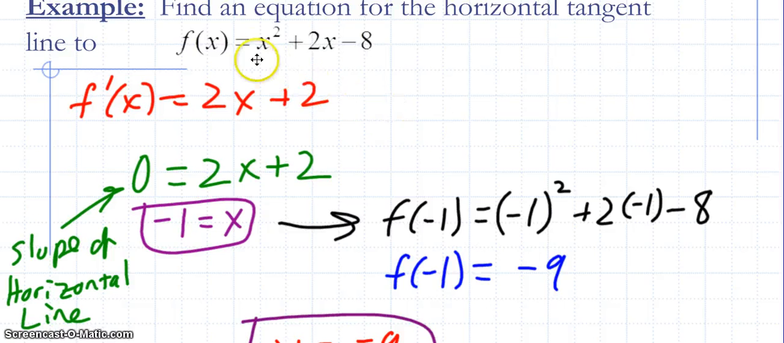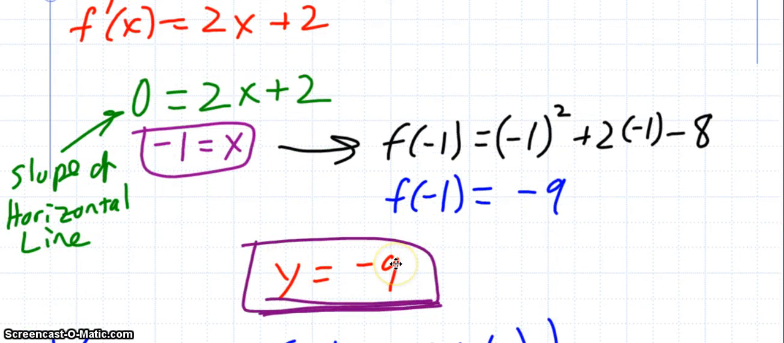Now, I plug that back into the function, because again, I know that my equation of a horizontal line is always y equals a number, so I really need to find the y value of where the horizontal tangent line occurs. So when I plug in negative 1, I get negative 9. So that's how I come up with y equals negative 9.